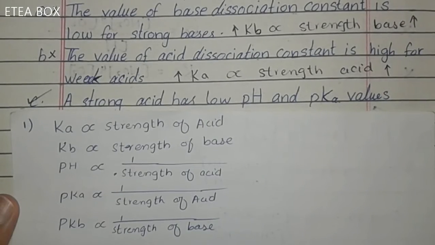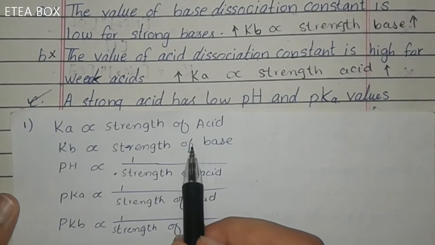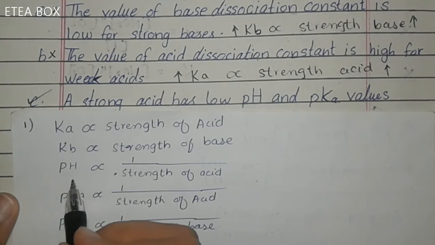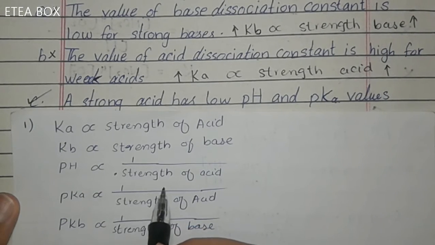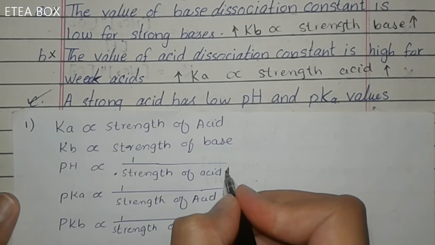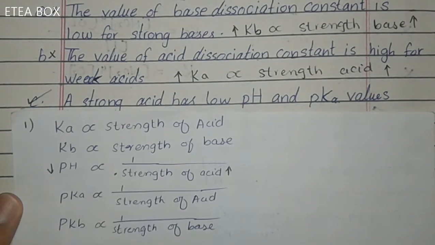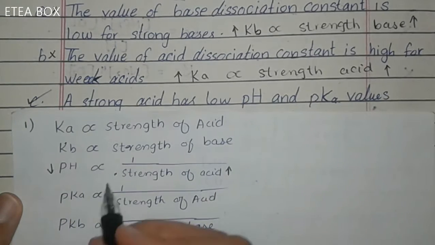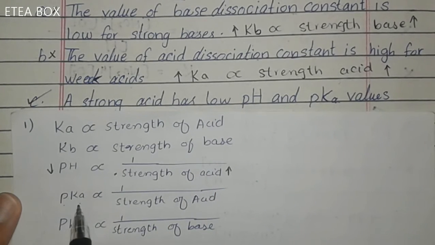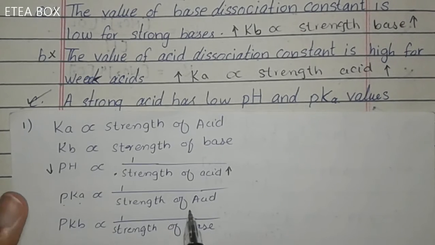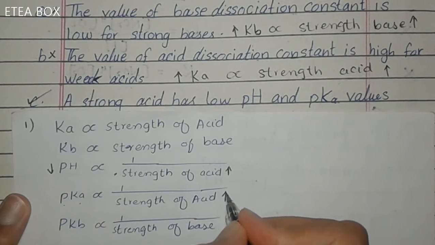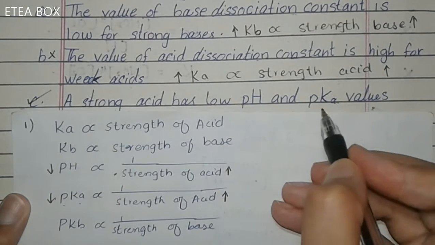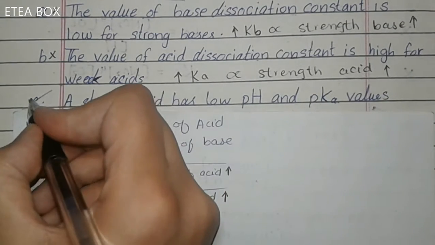Look at here. Ka is directly proportional to strength of acid and Kb is directly proportional to strength of base. Here pH is inversely proportional to strength of acid. So a strong acid will have low value of pH. And look at the C option. A strong acid have low pH. Okay. Now look at the pKa value. pKa value is inversely proportional to strength of acid. So it means that stronger acid will have low pKa value. So a strong acid have low pH and pKa value. So here C option is correct.